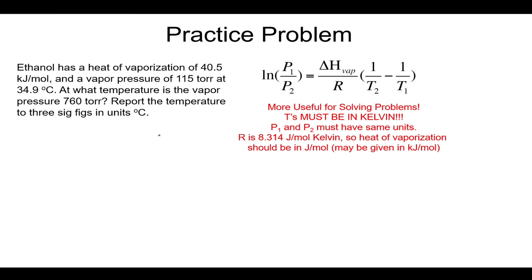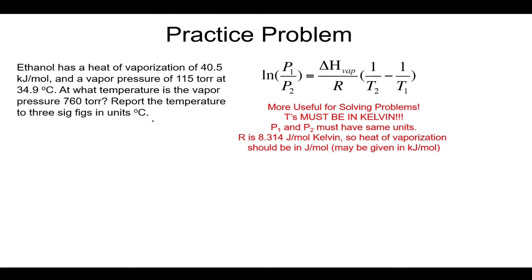Let's look at this. Ethanol has a heat of vaporization of 40.5 kilojoules and a vapor pressure of 115 torr at 34.9 degrees Celsius. At what temperature is the vapor pressure 760 torr? Report the temperature to 3 sig figs and units of degrees Celsius. Whew, so this looks overwhelming, right?